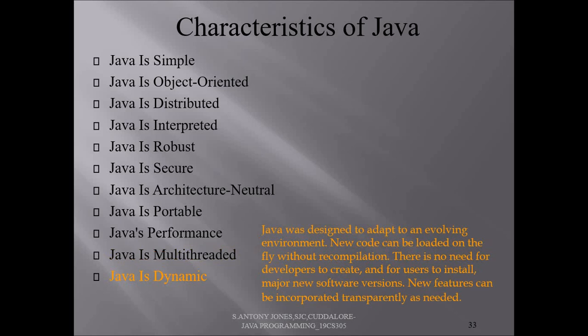Then we say that Java is dynamic. Java was designed to adapt to an evolving environment. New code can be loaded on the fly without recompilation. There is no need for developers to create, and for users to install, major new software versions. With all the versions, Java will support. New features can be incorporated transparently as needed.